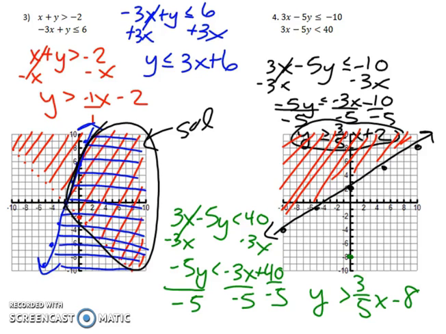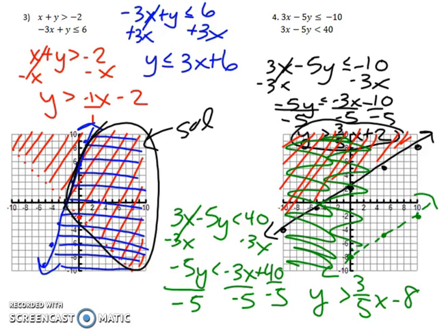So start at the negative 8 and go up 3 over 5. Up 3 over 5, and that's going to be a dashed line. Okay, but now I need to shade, so let's look at this. I need to shade above my green line, so everything above my green line. Okay, so notice where they overlap is actually just in this area up here. So this right here would be my solution area.